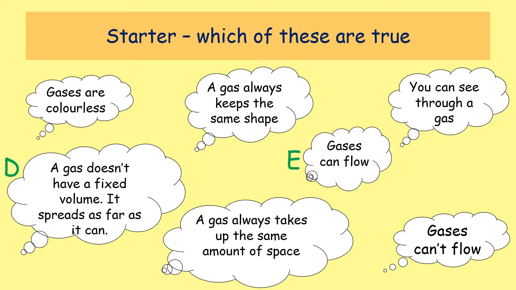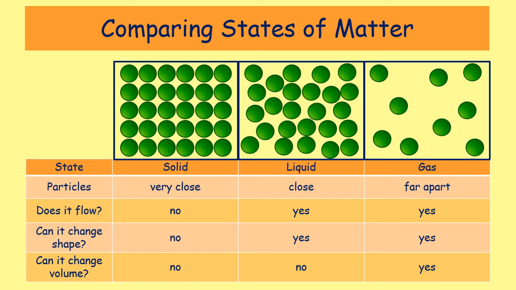Gas always takes up the same amount of space. Well, that's not true. We know from last time that you can squeeze a gas in a balloon so it takes up different space. And gases can't flow. Well, that is incorrect, because if gases couldn't flow, we wouldn't have things like drafts or wind. So gases can definitely flow.